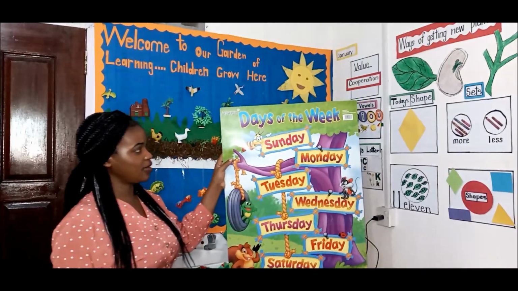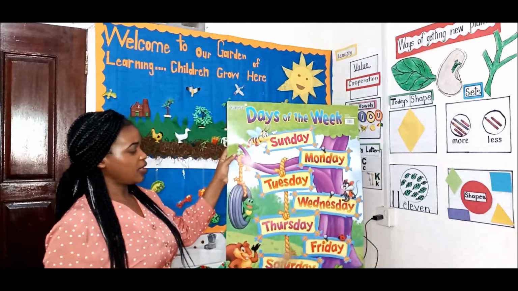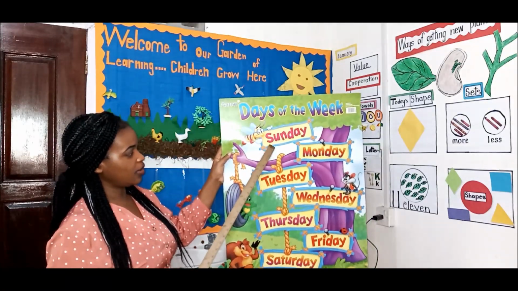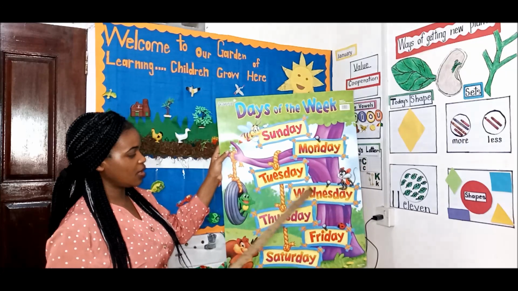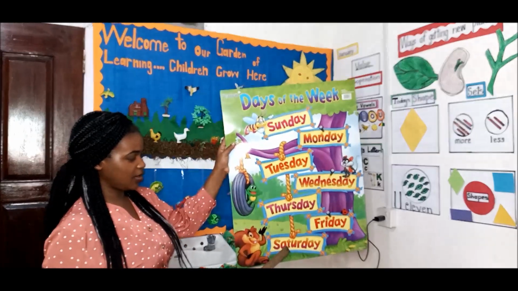There are 7 days in 1 week. Now let's say the days of the week. The days of the week are Sunday, Monday, Tuesday, Wednesday, Thursday, Friday, and Saturday.